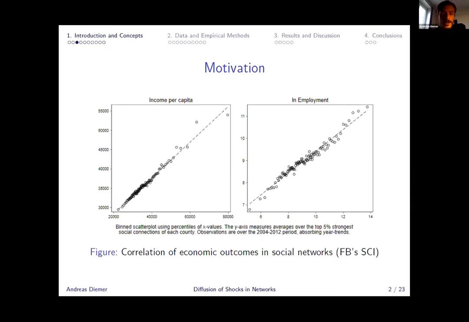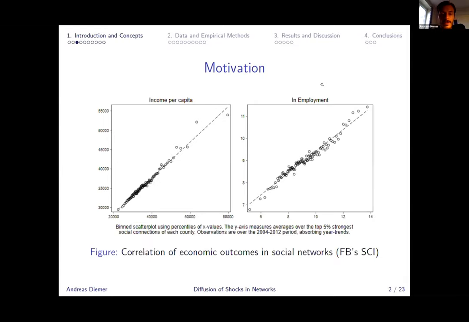The motivation for this is that if we just consider the correlation of economic outcomes here, in the left-hand side panel I show income per capita, and on the right-hand side I show employment. If we consider the correlation of these outcomes over counties that are socially connected with each other, we see that they're quite positively correlated. And we can't take this immediately at face value as evidence of network effects in diffusion of shocks, because there could be something else unobserved, for instance, that defines both the fact that these counties are connected with each other and at the same time independently also affects their outcomes. And so what Manski calls correlated effects.